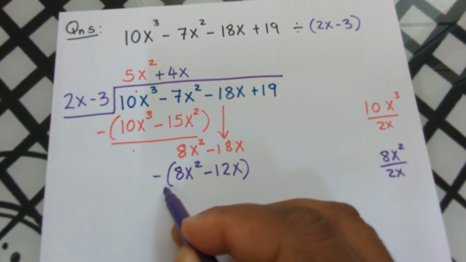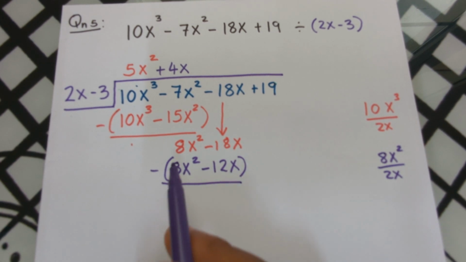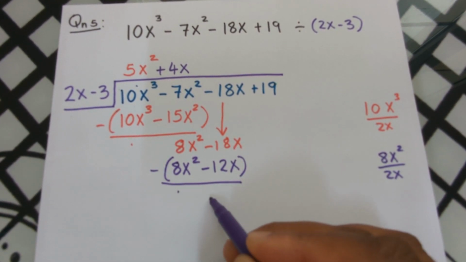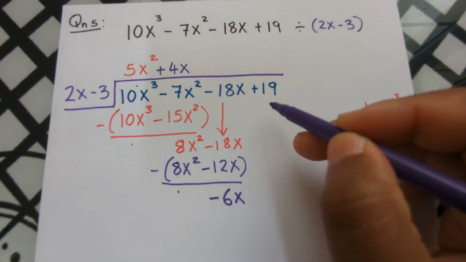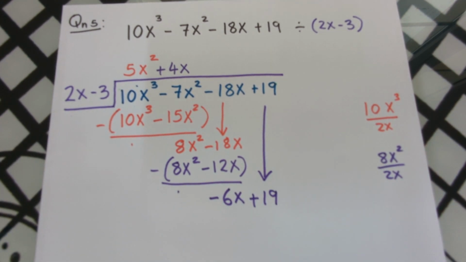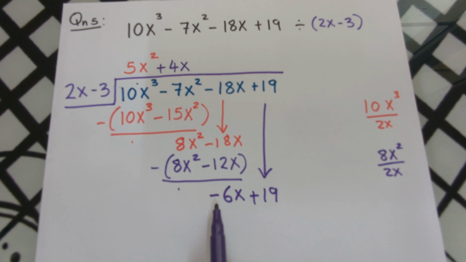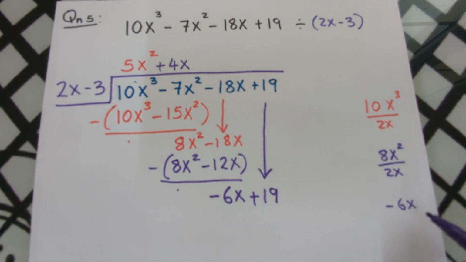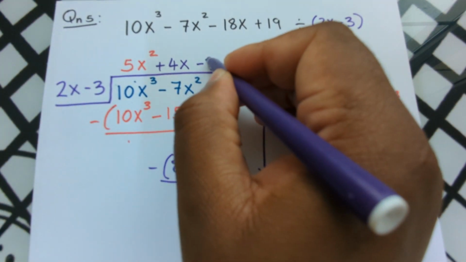Let's put our brackets and subtract. 8x squared minus 8x squared will give us a 0. Negative 18x minus negative 12x changes into negative 18x plus 12x, which will be negative 6x. And we bring down our next term, which is positive 19. Let's divide again. Negative 6x divided by 2x. Negative 6 divided by 2, that's negative 3.